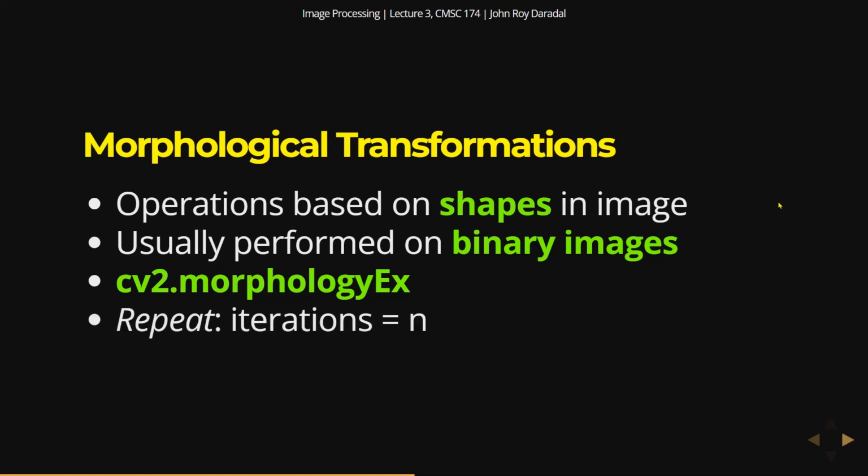You can even repeat the morphological transformations if you want to. You pass in the iterations parameter, and then you set how many iterations of this particular transformation you want to do. So if you want to erode it 5 times, then it will repeat that 5 times, and then it will erode the image.